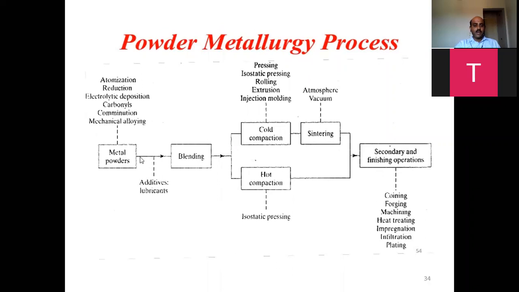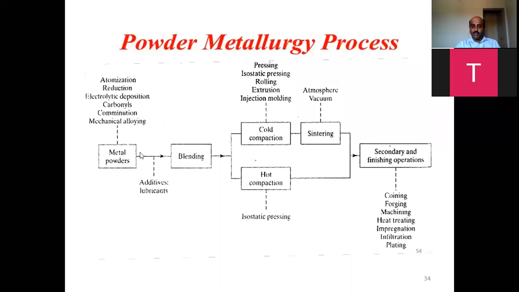If you look here, this is a flow diagram of the powder metallurgy process, where we have atomization and the metal powders. Metal powders can be manufactured by different methods. These are the powder fabrication techniques: atomization, reduction, electrolytic deposition, carbonyls, comminution, and mechanical alloying. Any of these methods we can use to manufacture the metal powders.